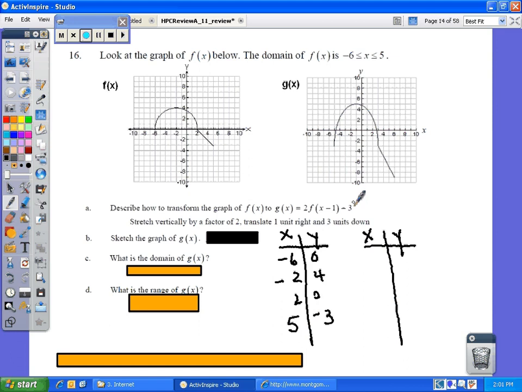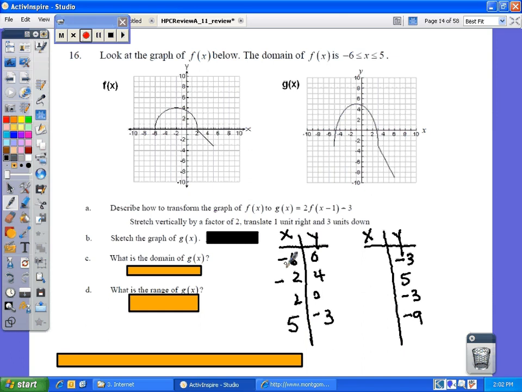So in this case it would be 2 times 0 minus 3 would be a negative 3. And then 2 times 4 is 8, minus 3 is 5. 2 times 0 is 0, minus 3 is negative 3. And 2 times negative 3 is negative 6, minus 3 is negative 9. So I have created or transformed my y coordinates.